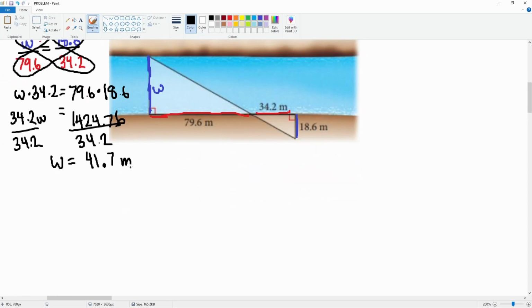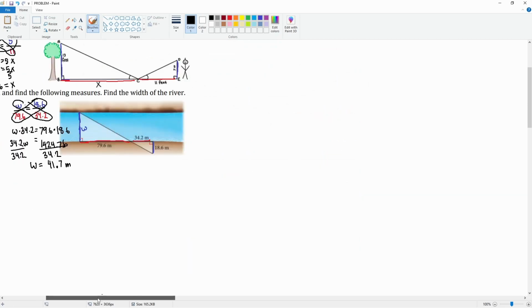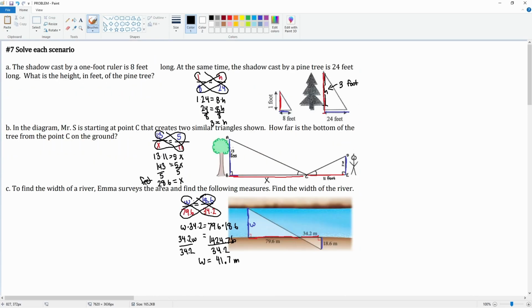Same process. It's just ugly with the decimals, but there you go. Just set up the proportion, cross multiply, and solve. Make sure you color code this so you can set up the proportion correctly based on its corresponding sides.